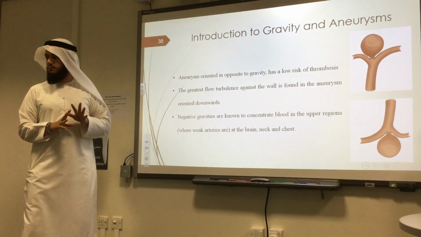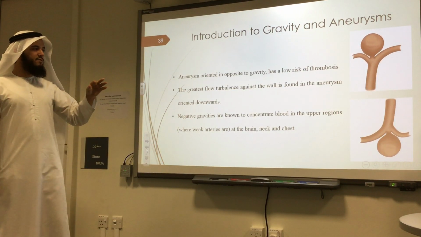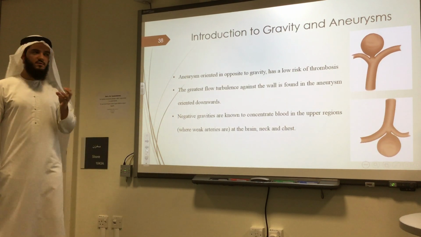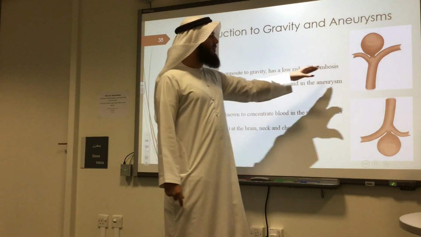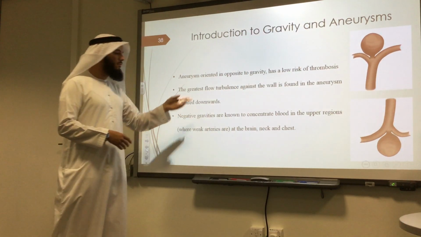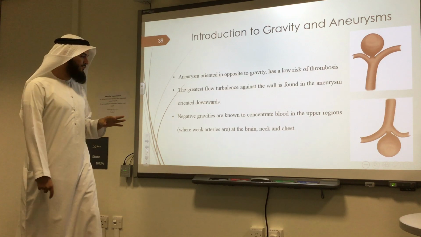First of all, an introduction. Aneurysms oriented opposite to gravity have a low risk of thrombosis. Thrombosis means تجلط. So this one has a low risk of thrombosis, because blood is circulating and moving. But the one oriented downwards has the greatest risk of thrombosis.